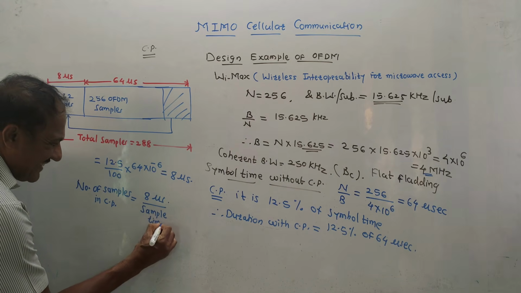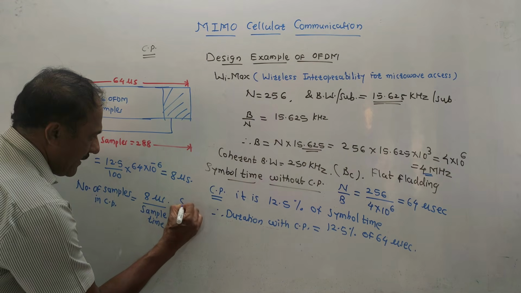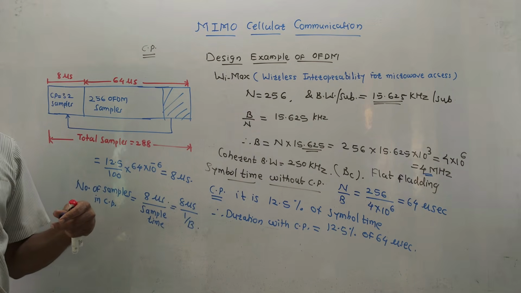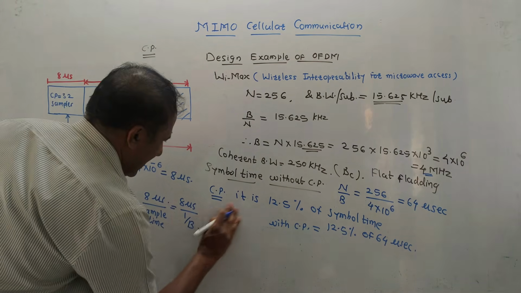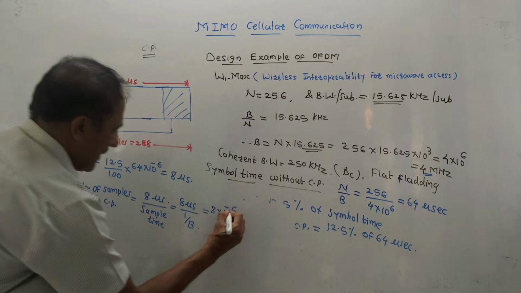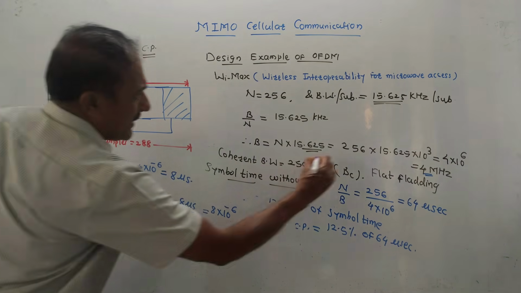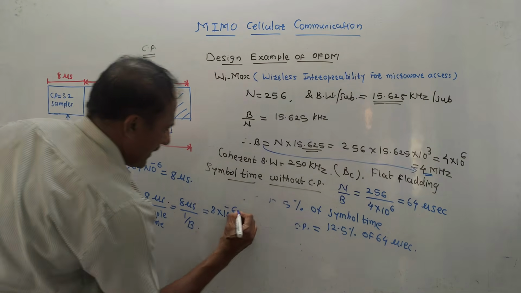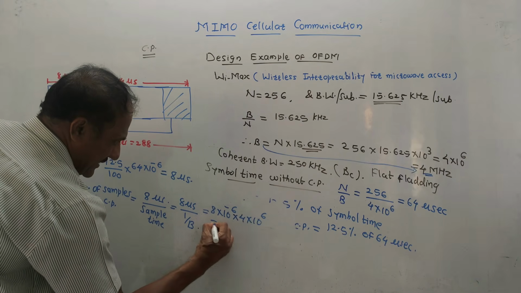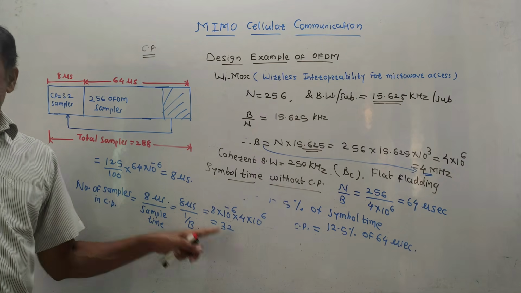Basically, this is the duration of the CP divided by the sample time. So it is 8 microseconds divided by the sample time, which is 1 by B, and we have the value of B, so I will write this value over here. 8 microseconds means 8 into 10 raised to minus 6. This B is the bandwidth, which has the value 4 megahertz. So this is 1 by B, and it becomes 4 into 10 raised to 6. This value comes to be 32. So there are 32 samples in the cyclic prefix.